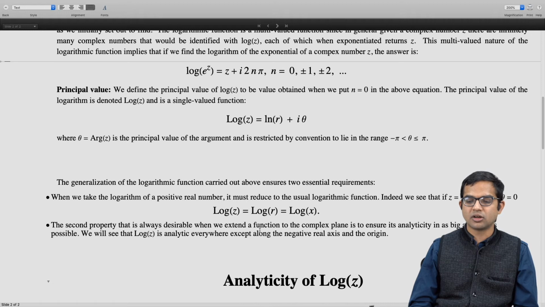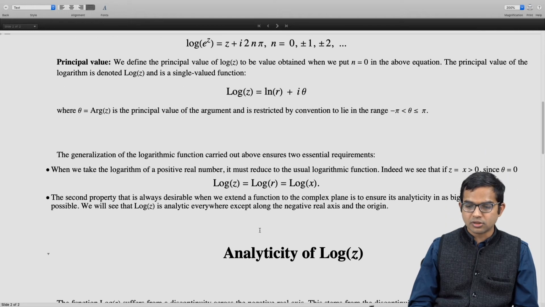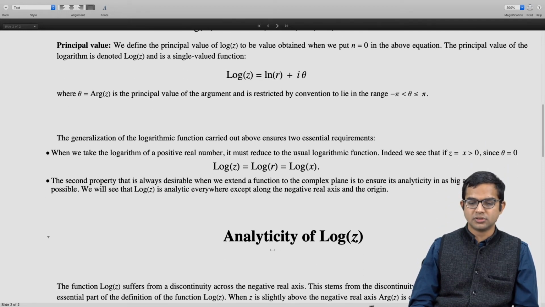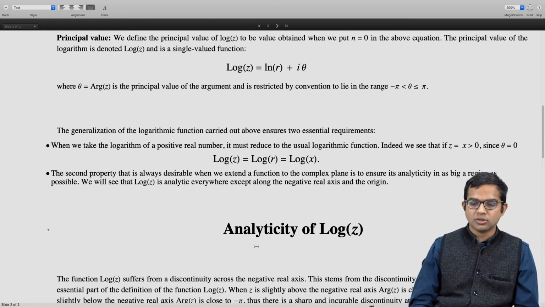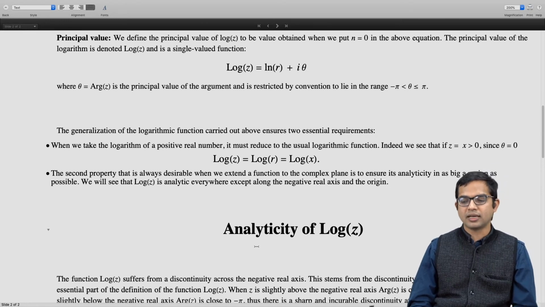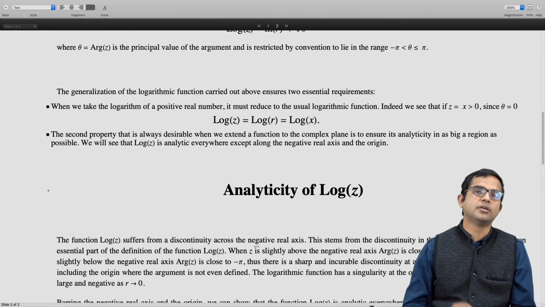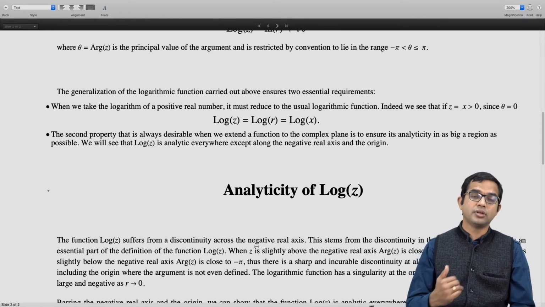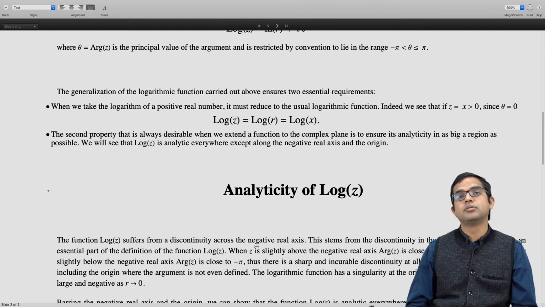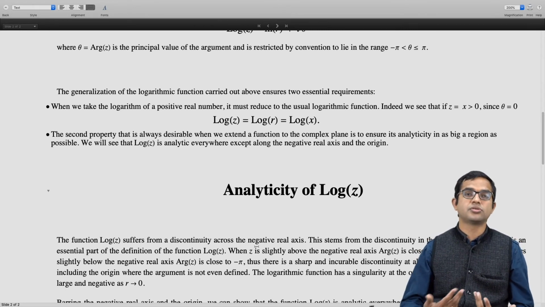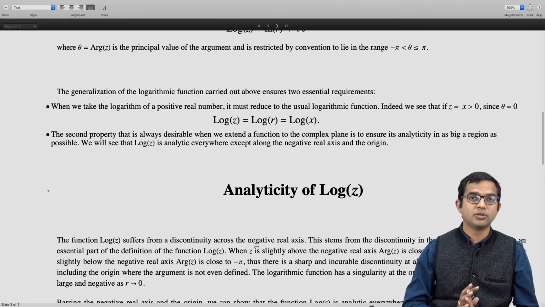So this is something that cannot be avoided. So let's look at the analyticity of this log of z. If you're on the negative real axis, there is a discontinuity. The reason is that the argument of z has a discontinuity as you cross the negative real axis. This is our choice of what is called a branch that we are looking at, right?